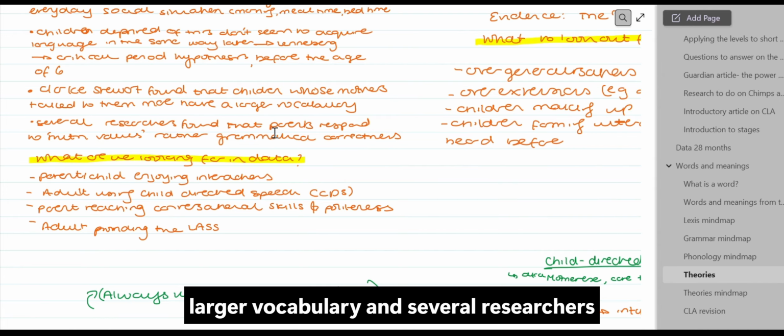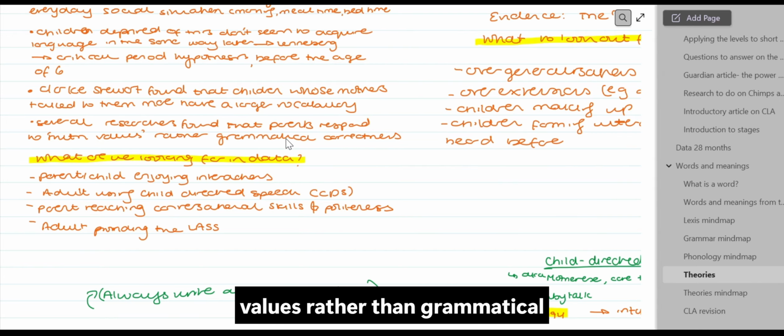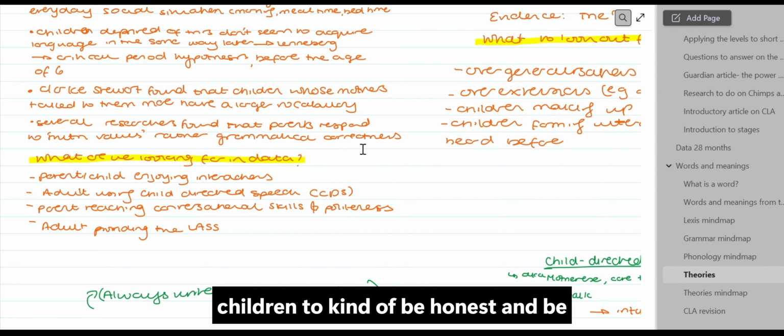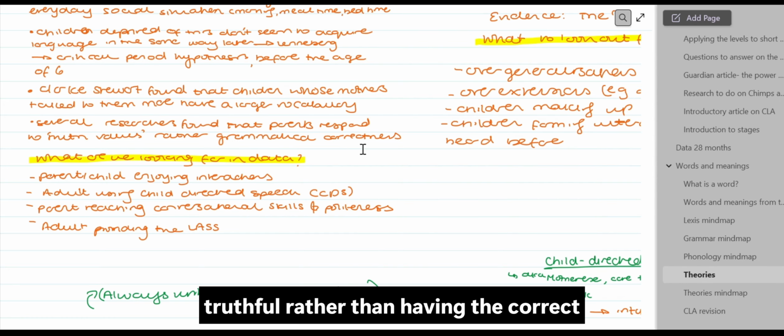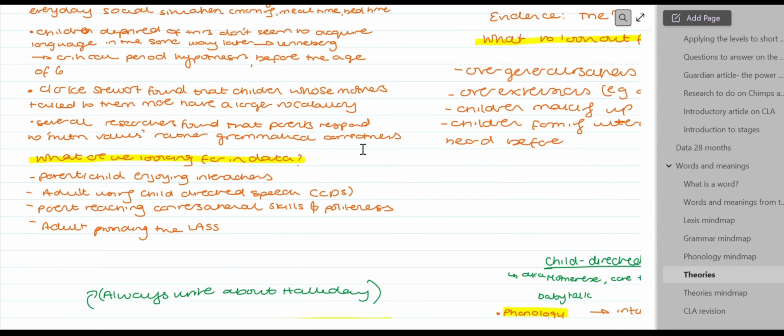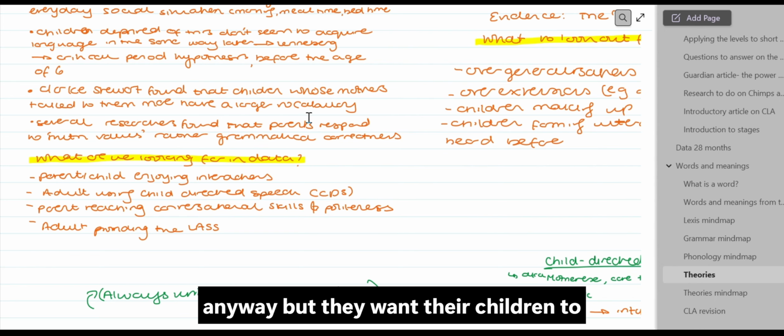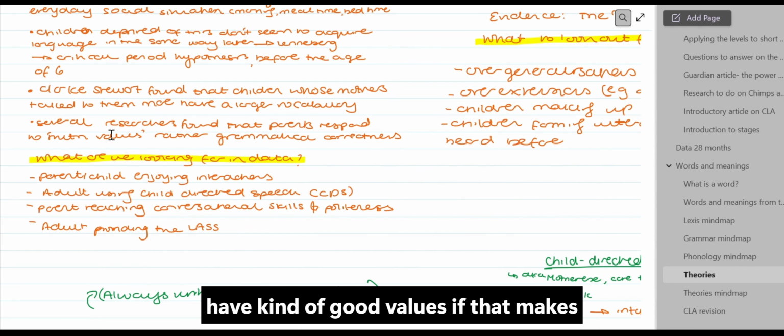And several researchers found that parents respond to truth values rather than grammatical correctness. So parents want their children to be honest and be truthful rather than having the correct grammar, because parents kind of think, oh, that'll come anyway, but they want their children to have good values, if that makes sense.